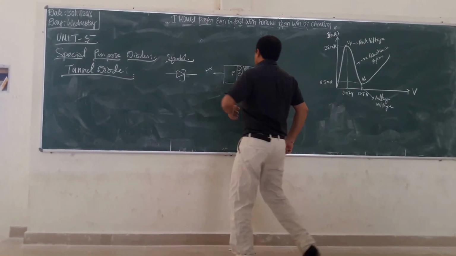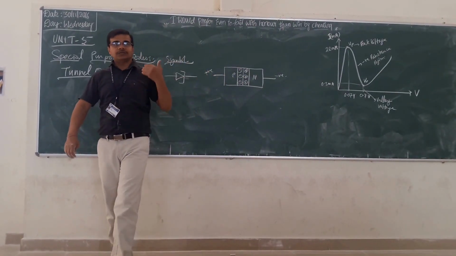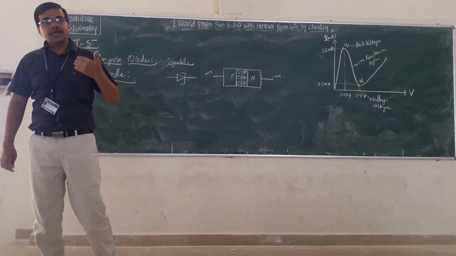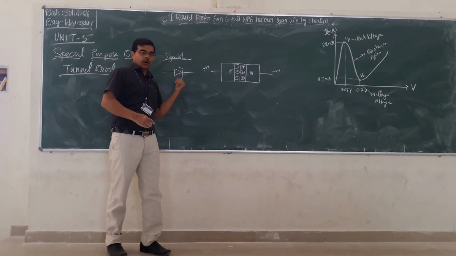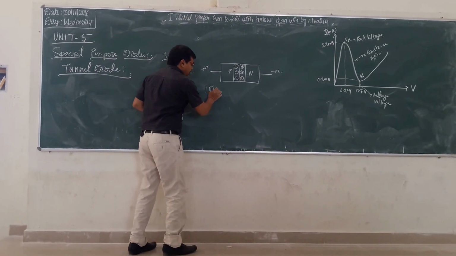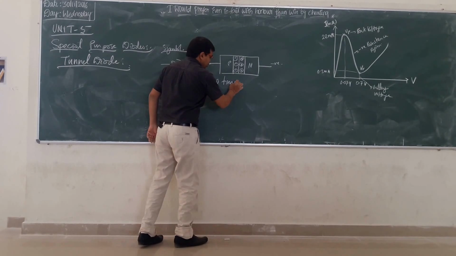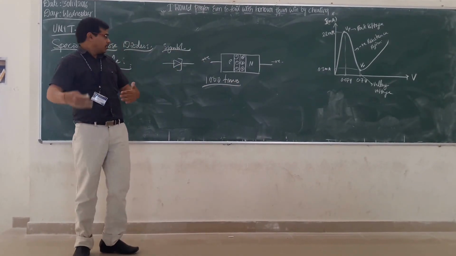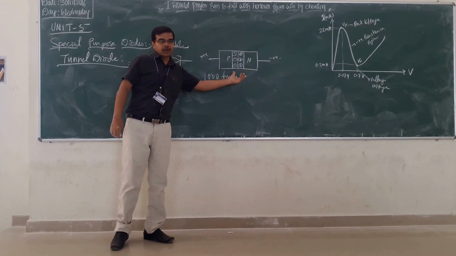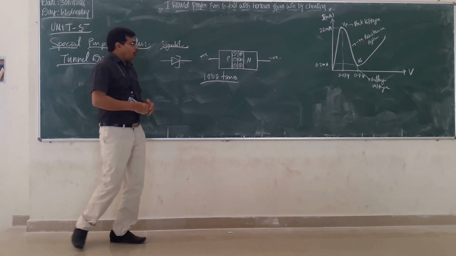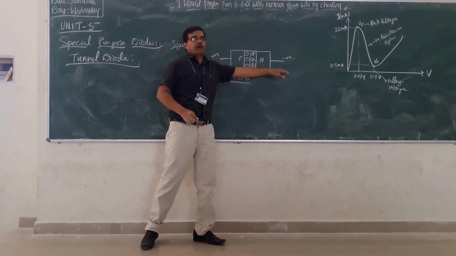Tunnel diode means you are having the PN junction diode, but here we have increased the number of impurities. The number of impurities in your tunnel diode will be more than 1000 times as compared to your ordinary PN junction diode. So much more impurities are added in this PN junction. Okay. Now your tunnel diode, we are using it in forward bias condition.